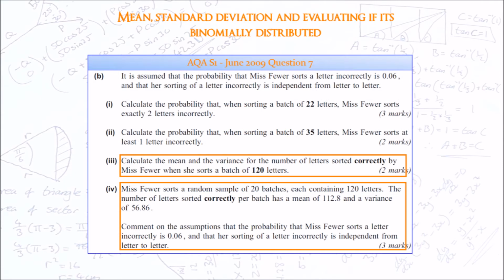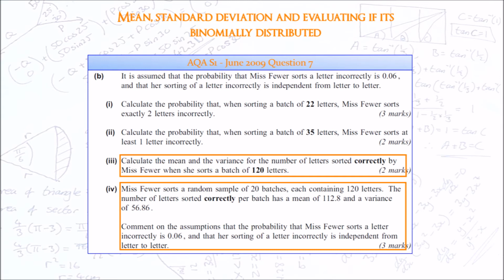At the start of the question it says it's assumed that the probability that Miss Viewer sorts letters incorrectly is 0.06, and that the sorting of a letter incorrectly is independent from letter to letter. It's that word independent that is key. Now in this question we've got a fixed number of trials, there are two possible outcomes, so in this case it's incorrect or correct. So with this idea of independence, it's going to be binomially distributed. And the question goes out like this.